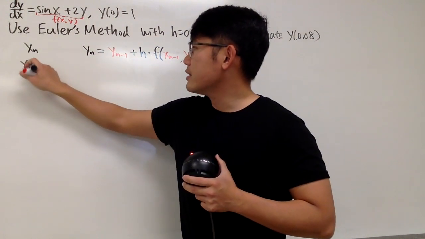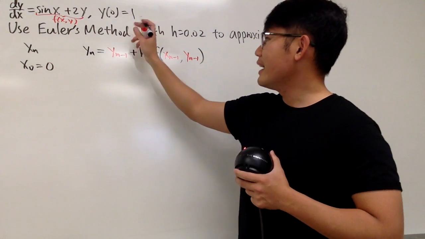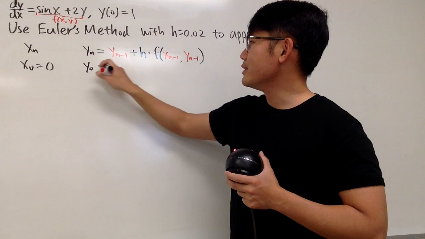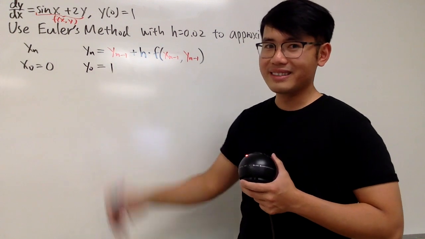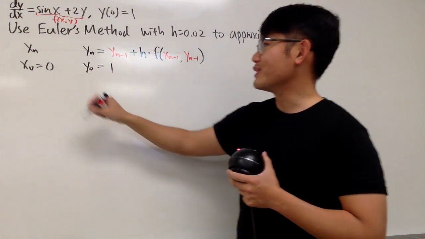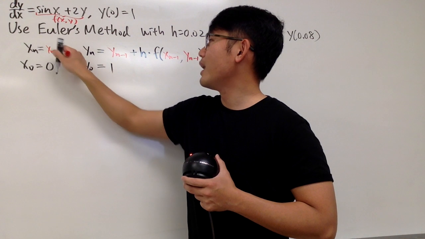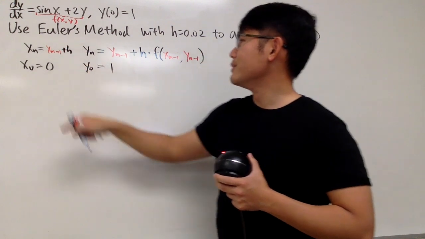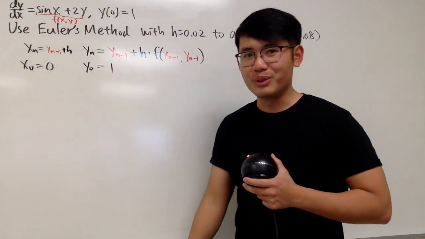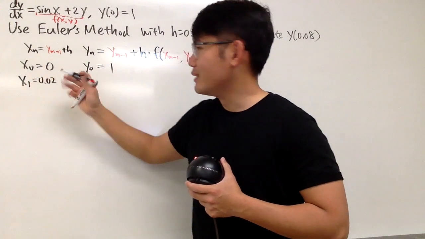And now here we go. Let me write down x0 equals 0, and then y0 is equal to 1. So that's our starting point. And now, to get the next x value, technically you should do xn minus 1 plus h. So you just pretty much keep adding 0.02. So the next one is x1, which is 0.02, like that.